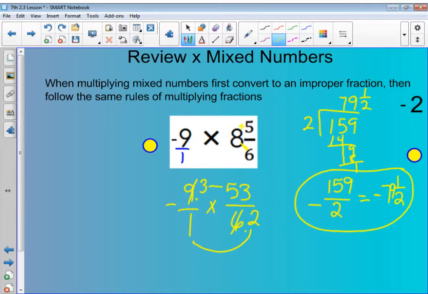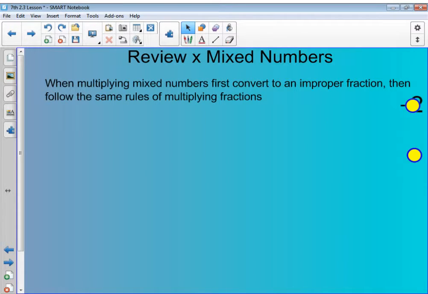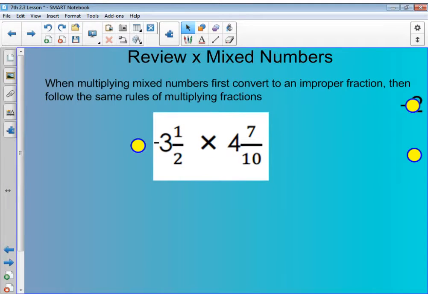At this point, if I can get you to just being able to work with identifying is it positive or negative and getting the improper fraction, I'll take that. We're going to work more throughout the year on the mixed numbers. Okay, so now I'm going to go ahead and give you one to do on your own. So I want you to try this one. Negative 3 1/2 times 4 7/10. Okay, so go ahead and try that one out. You can pause your video, work your way through it, and then restart your video in just a minute.